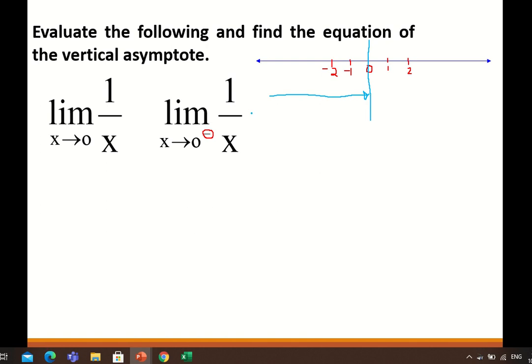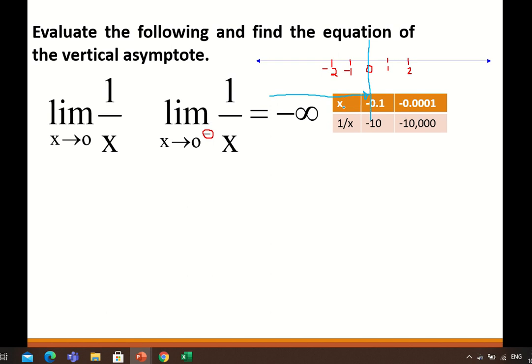So we can expect that the limit of the function 1 over x as x approaches 0 from the left will be negative. When you have a very, very small number, 1 divided by a very, very small negative number, the result would be negative infinity. Okay? A good illustration is something like this.